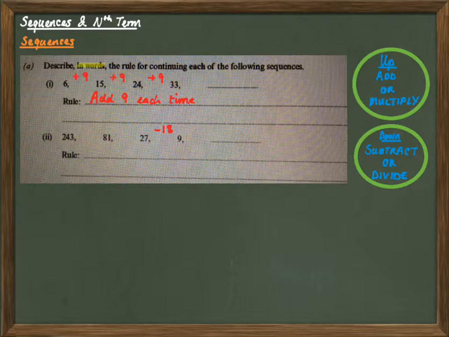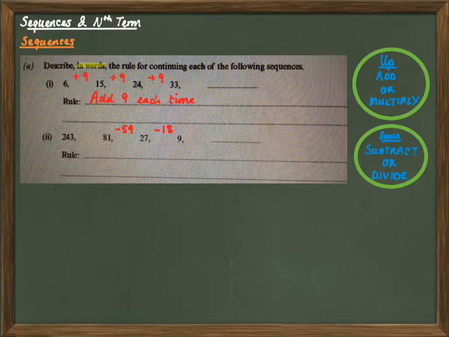Let's see if that works for the other one. 81 take away 18. That isn't going to get me to 27. 81 actually take away 54 will get me to 27, okay? So this one, they're not common now. One I've got take away 54, the other one I've got take away 18. It can't be a subtract. So that must mean it's some sort of divide, okay?